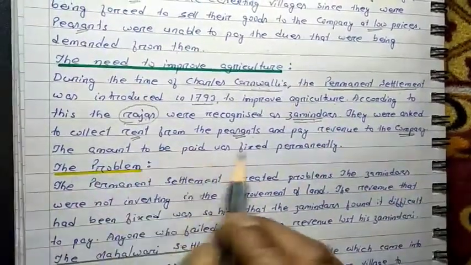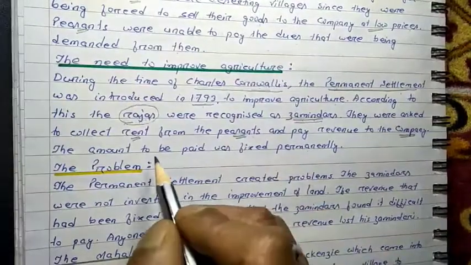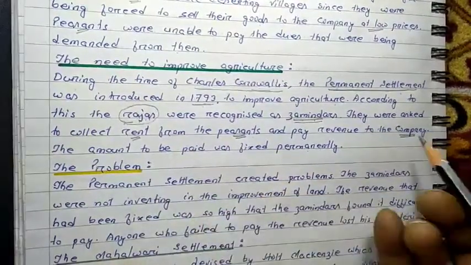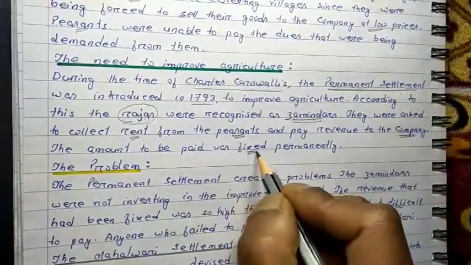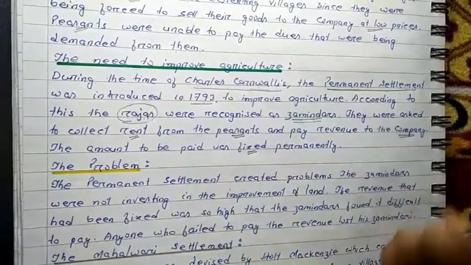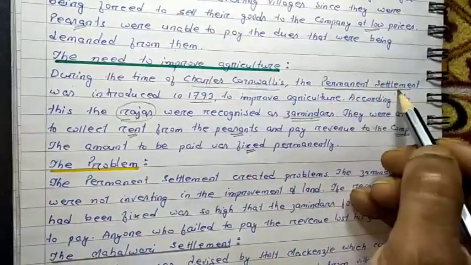The amount to be paid was fixed permanently, and the amount of revenue which was to be paid to the East India Company was fixed. It will not be changed in future. That's about the Permanent Settlement.